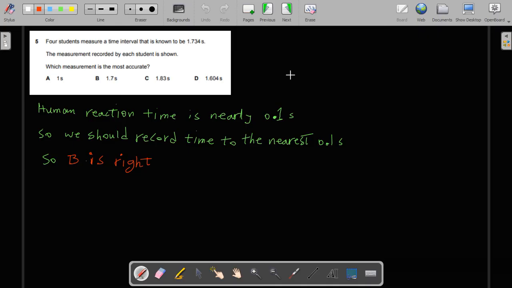We know that human reaction time is nearly 0.1 second. So we should record time to the nearest 0.1 second. Based on this, B is right. So question 5, B is right.